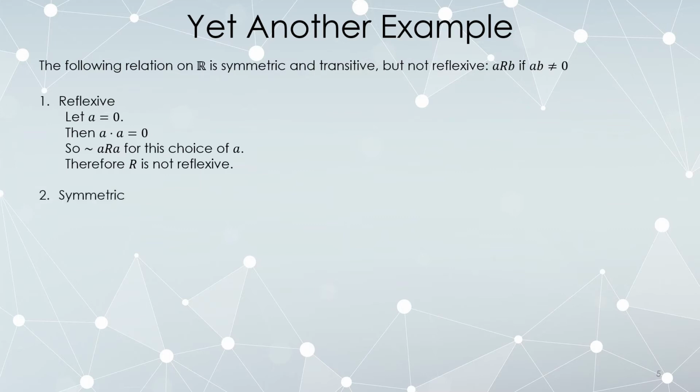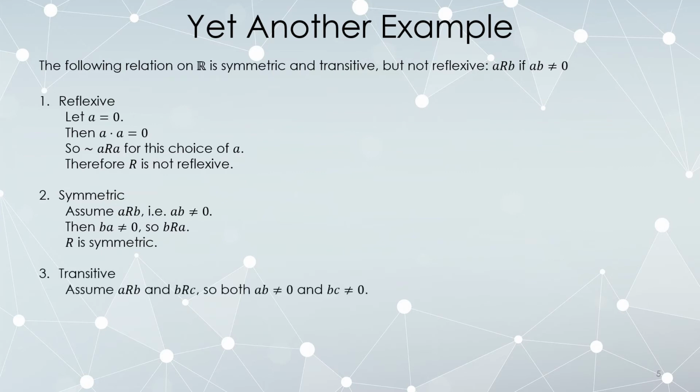What about symmetry? Well, it's a conditional statement, so go ahead and assume that A is related to B, that is, the product is not 0. Well then, B times A is also not 0, because I don't know what number it is, but it's the same as A times B, and that wasn't 0. So since B times A isn't 0, B is related to A. Assuming A is related to B, we quickly got B is related to A. That's the definition of symmetry.